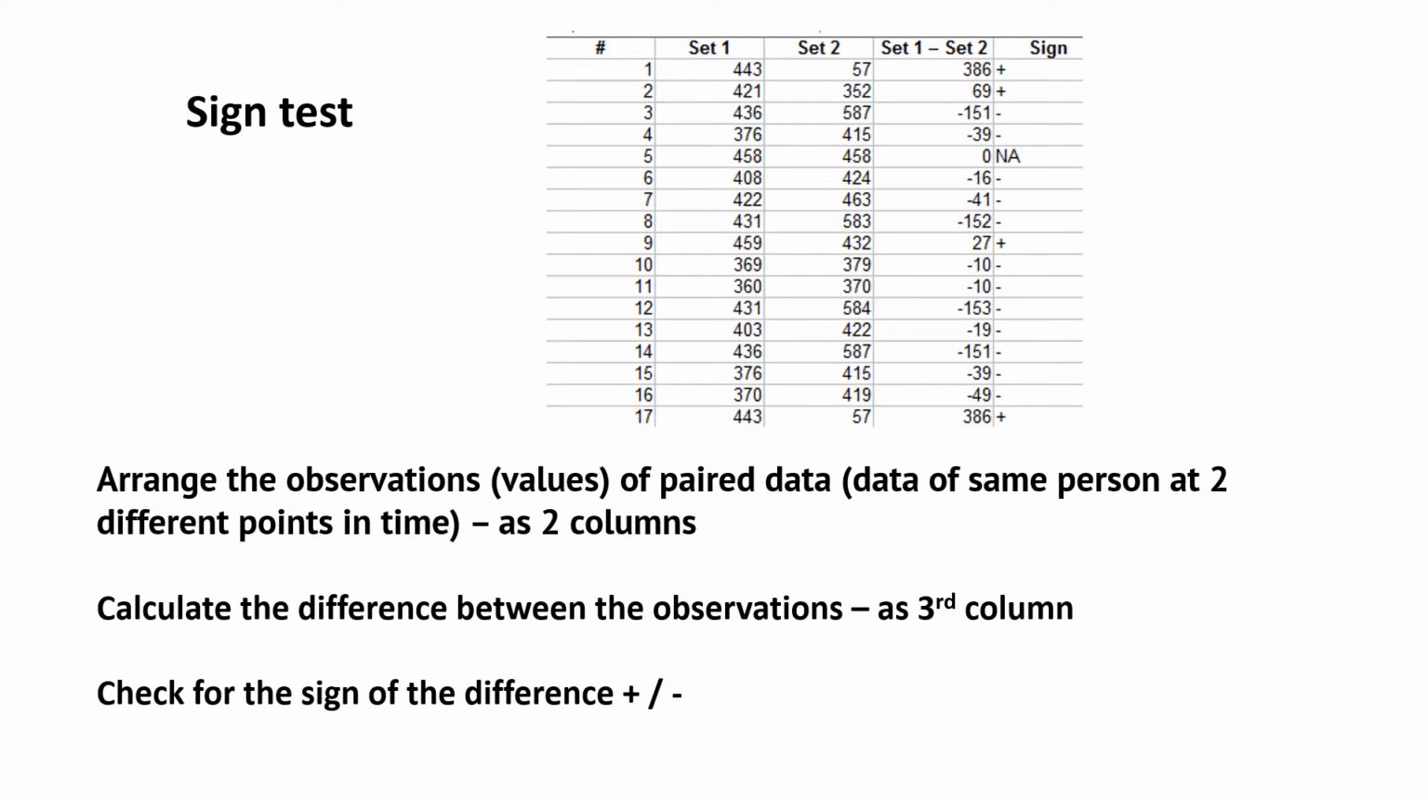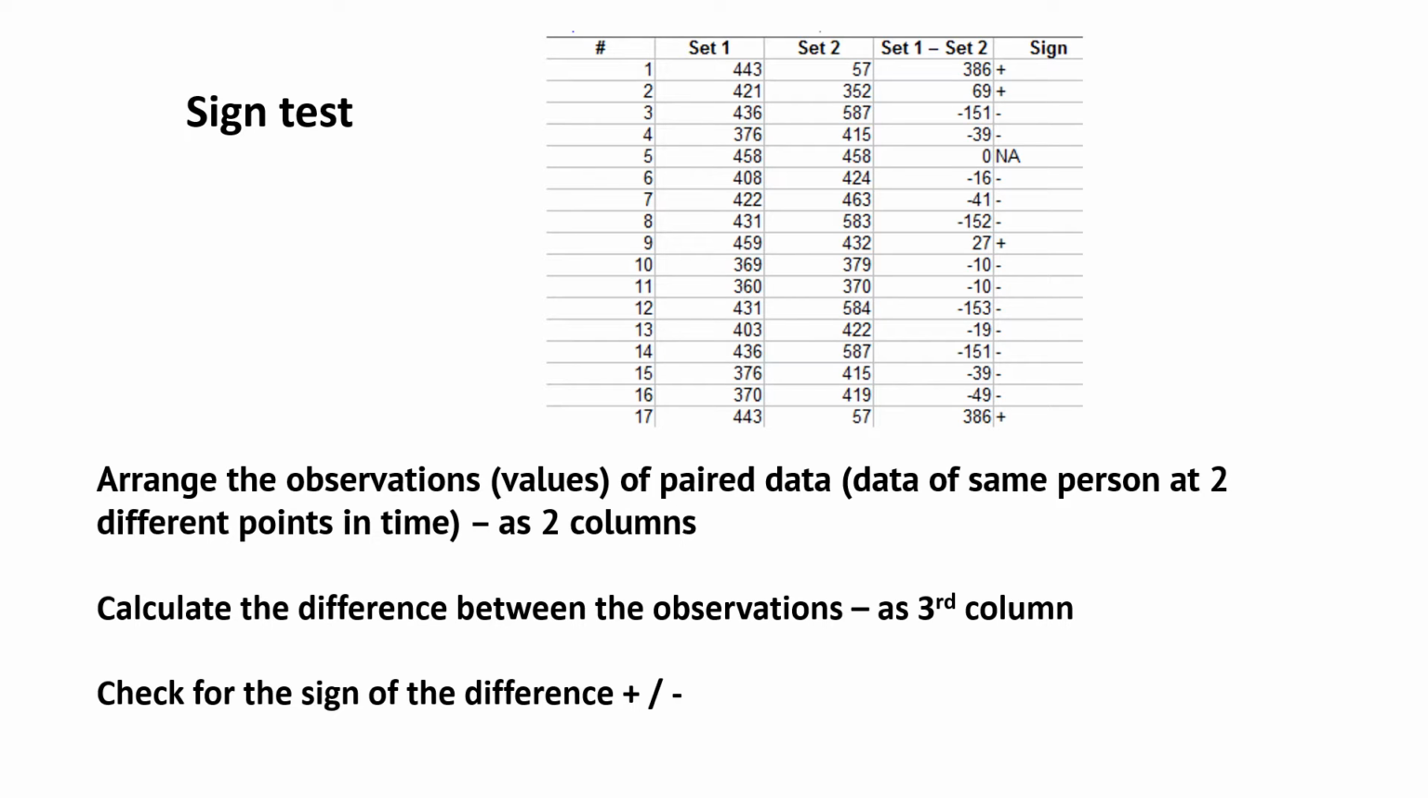Now we can see how it is done. Arrange the observations of paired data. Paired data means data of the same person at two different points in time, as two columns. Set 1 and set 2 are observations of the same patients at two different times. Calculate the difference between the observations as the third column. Look, set 1 minus set 2. That is the difference between observations as a third column. Then check for the sign of the difference.